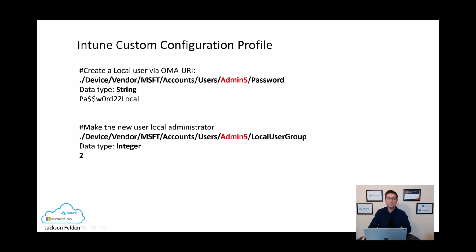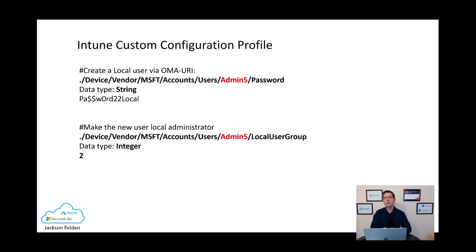The first one, if I start with device, vendor, MSFT, accounts, users, here is the place where you can decide whatever name you want. I just decided to go for admin5 and then password. From the data type, make sure you select string and then whatever password you want. I decided to go for a kind of strong password, password 22 local. This first string creates a local user called admin5 with that password.